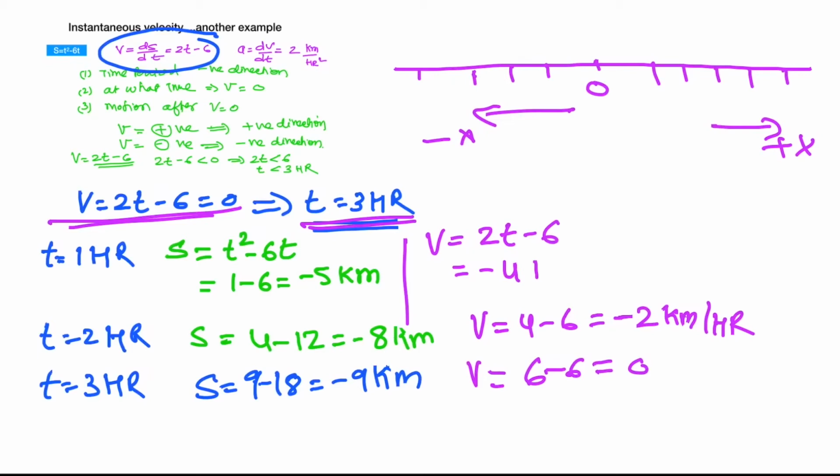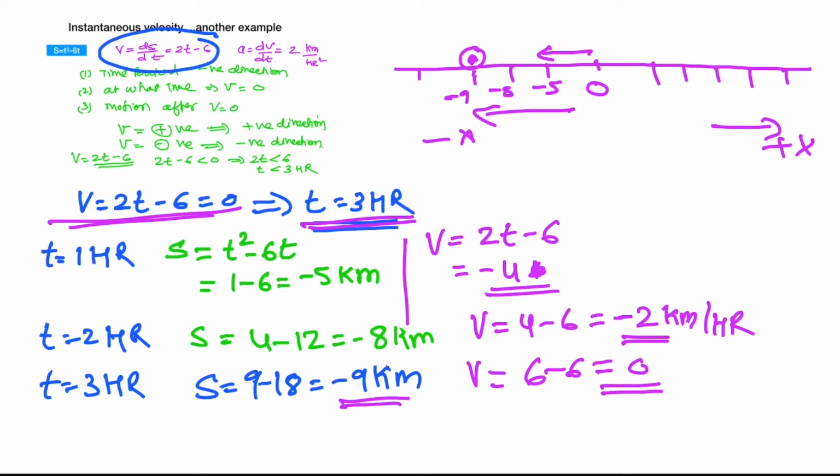Till now what we see is that my car is moving in the negative direction, right? Minus 4, minus 2 and 0. So my car was moving in the minus x direction, where my displacement is, for example, minus 5, minus 8 and then minus 9. So my car was moving in this direction, and after 3 hours at this position my car is stopped, because my velocity is 0 and displacement is minus 9 kilometer.